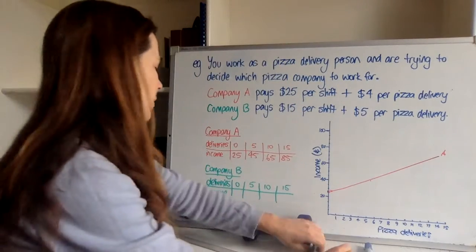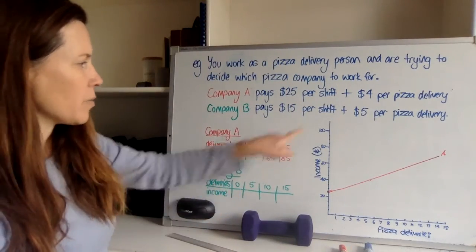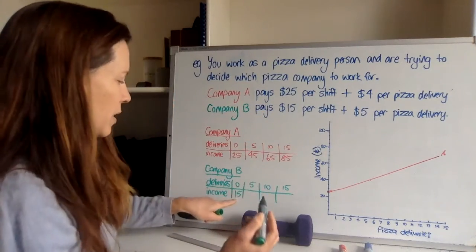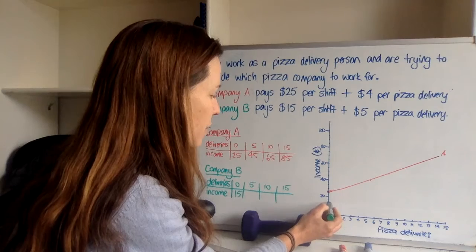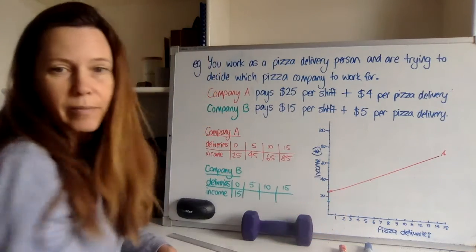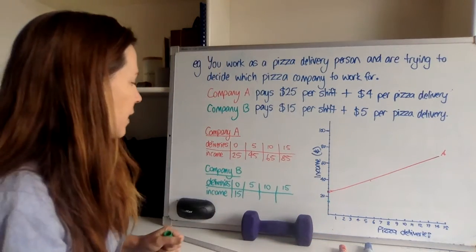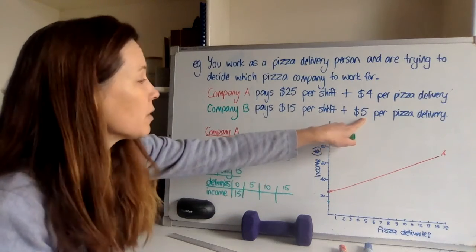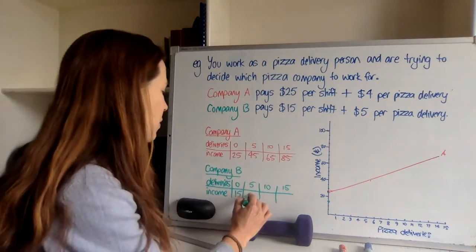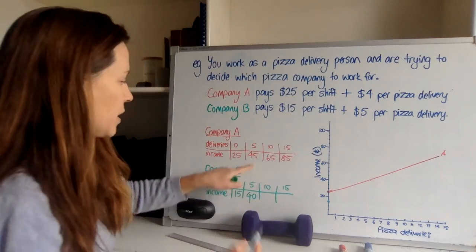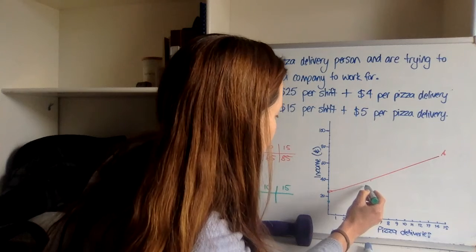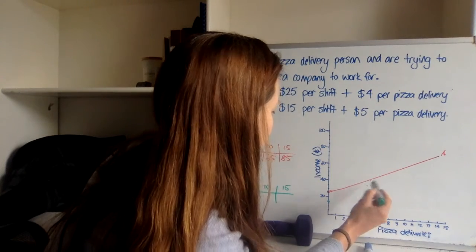Company B, if we don't make any deliveries, we're just going to get our $15 for turning up. Let's graph the points as we go. So no deliveries, $15. So we're earning less at this company in that case. 5 deliveries, 5 fives are 25, plus 15, we're making $40. So we're still making less than Company A. 5 deliveries, $40, we're somewhere there.